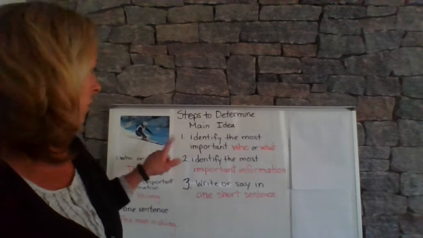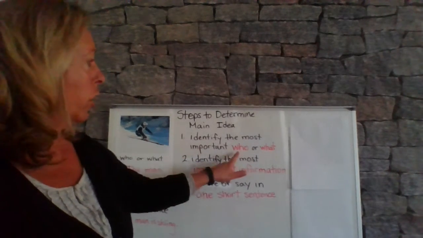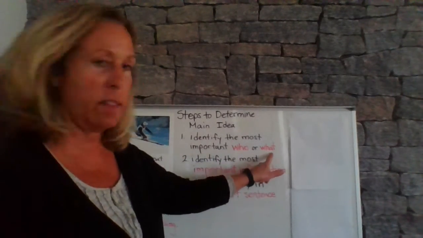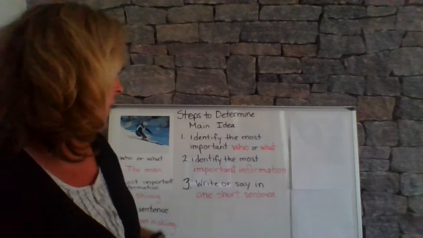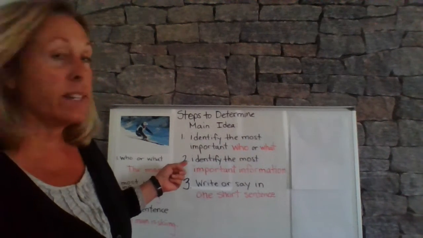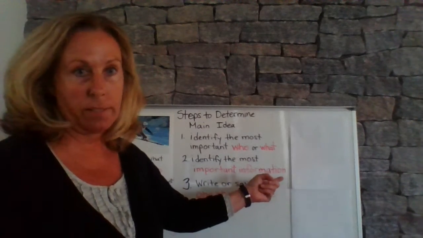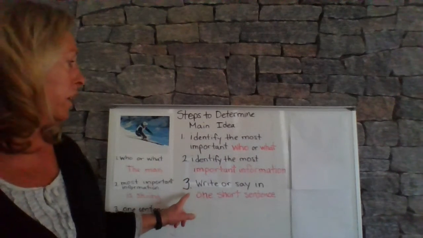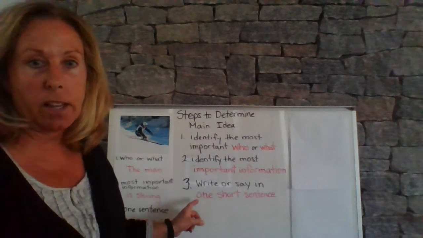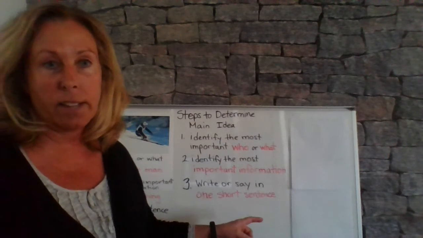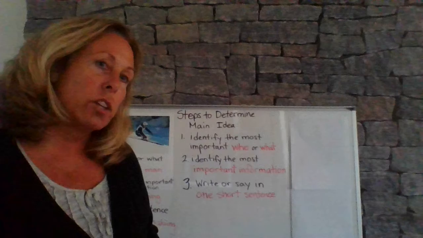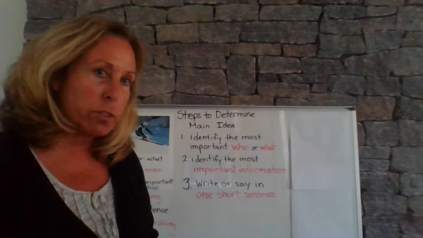The first one is you identify the most important who or what that's in the story. The second step is you identify the most important information. And the last step is to write it or say it in one short sentence. So we're not going to use text today, we're going to use pictures.